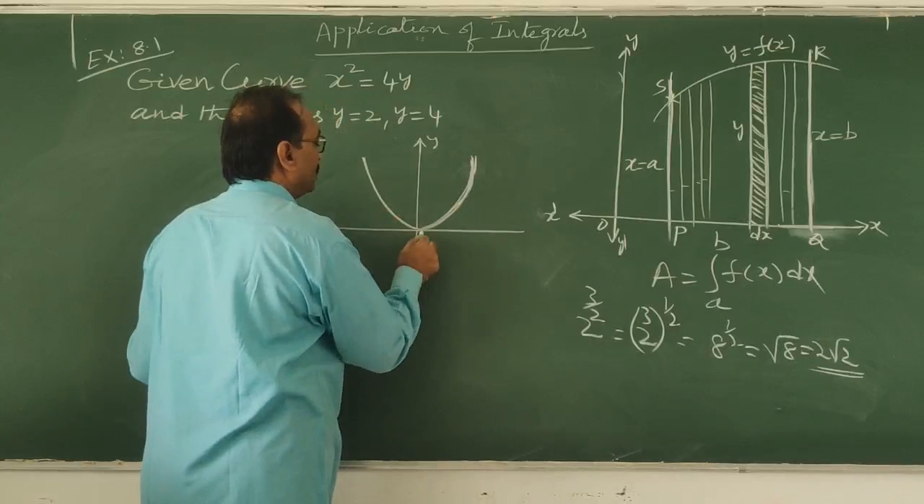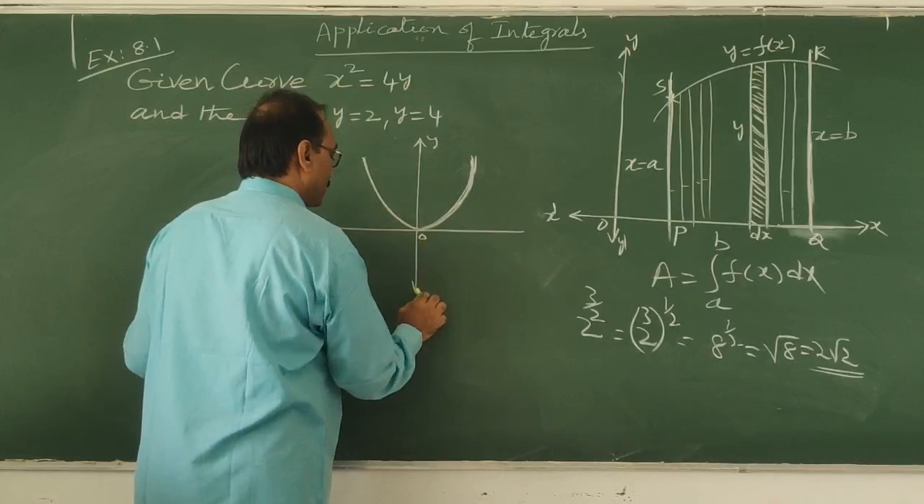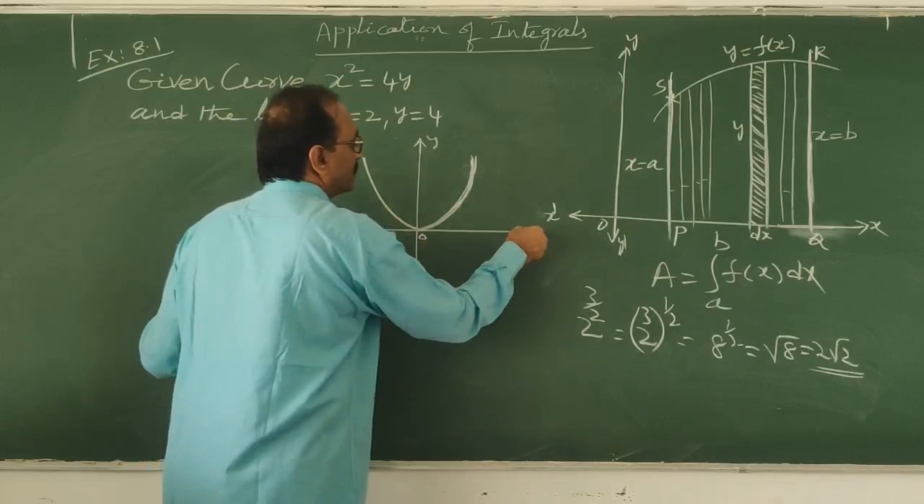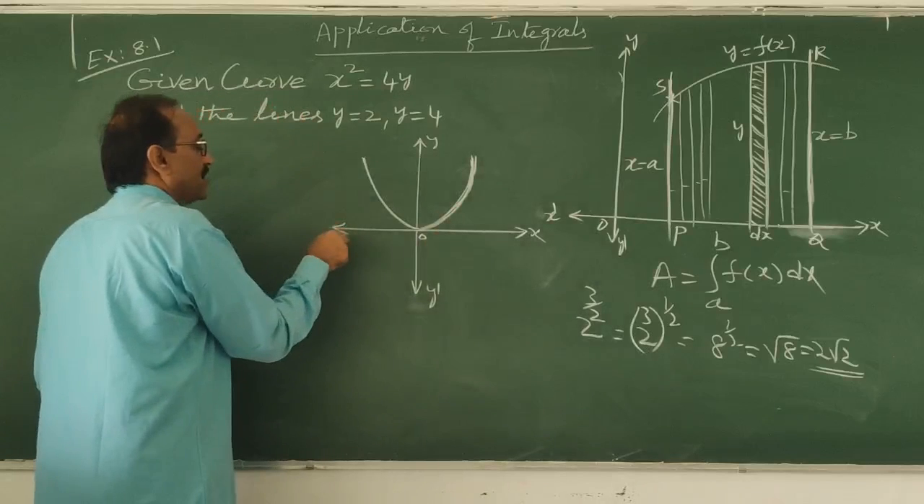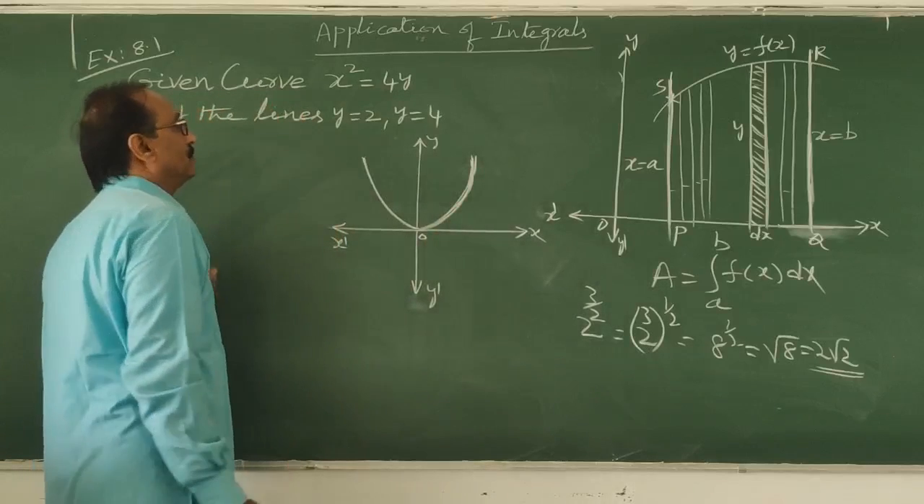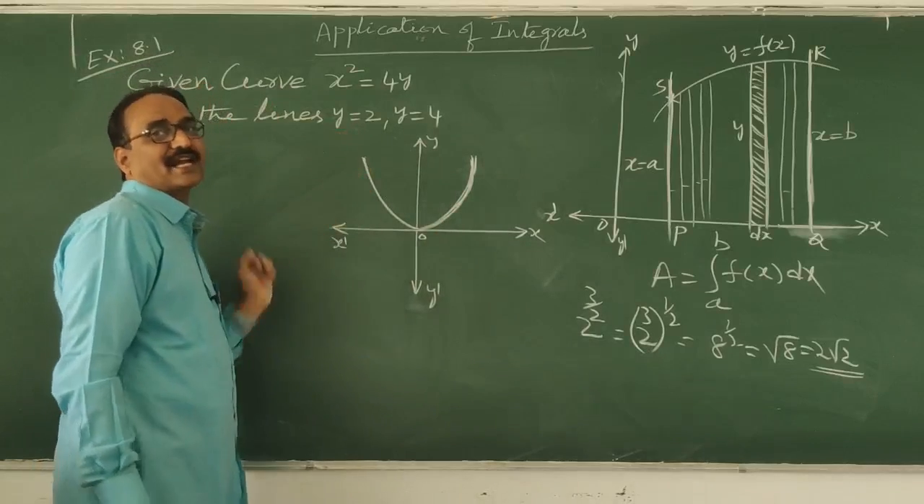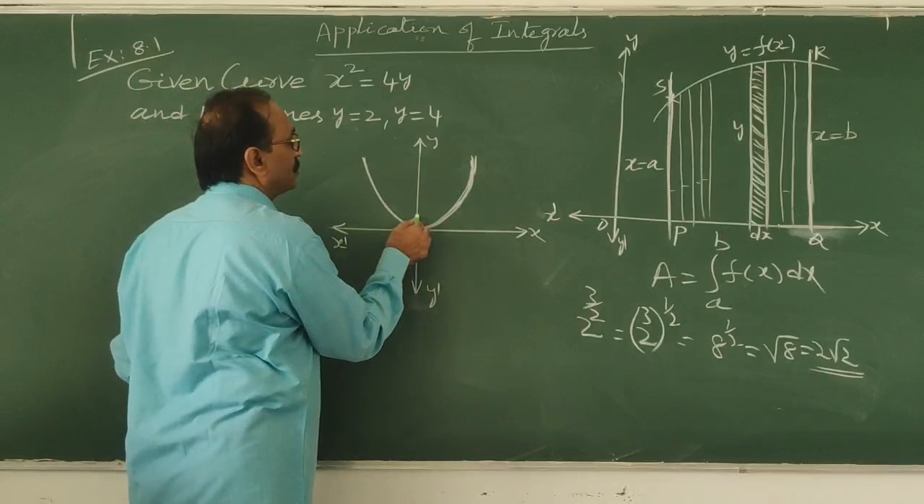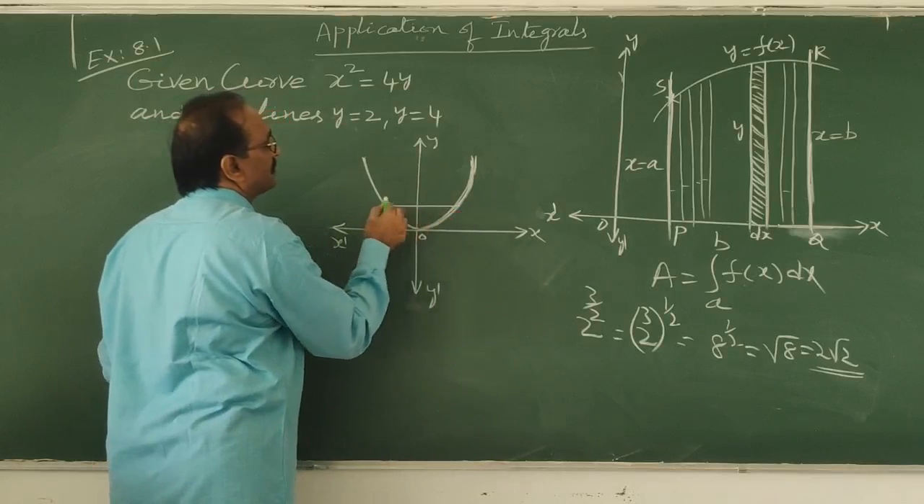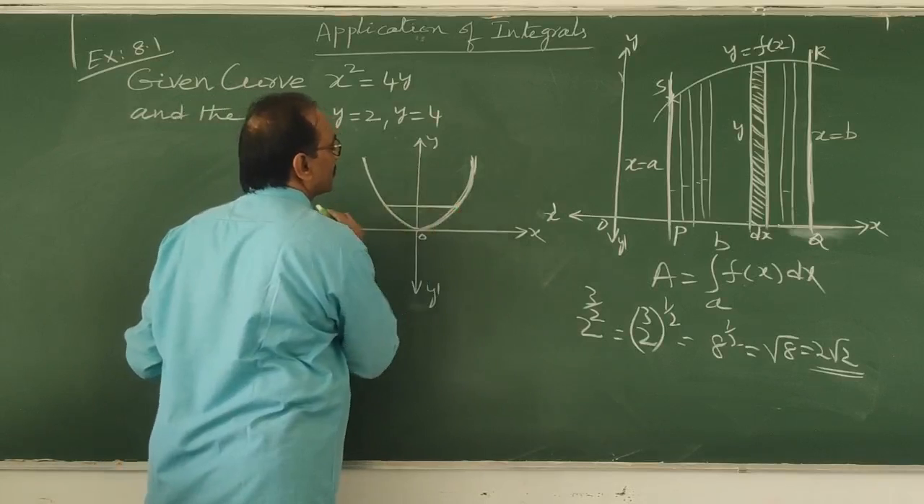Okay. This is the origin, no problem. This is the y-axis, y dash. This is the x-axis, this is x dash. Now what is being asked? y is equal to 2. y is equal to 2 means a line parallel to the x-axis. So this is 0, this is 1, this is 2. Means like this, y is equal to 2. It is like this.